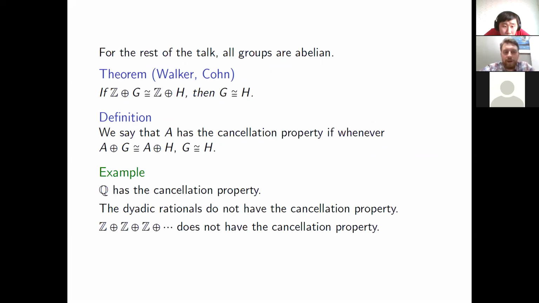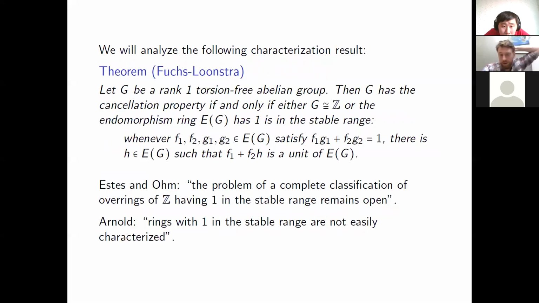For example, the rationals have the cancellation property. The dyadic rationals don't have it. If you take infinitely many copies of the integers, this doesn't have it. So some groups have it, some groups don't. And then you can ask, which groups have this cancellation property? The only real known result is in a special case of rank 1 torsion-free abelian groups. So these are just subgroups of the rationals.